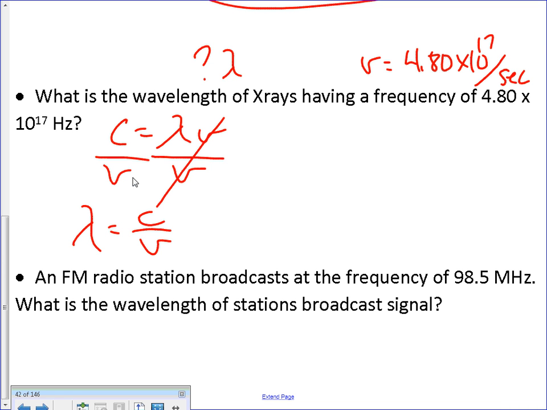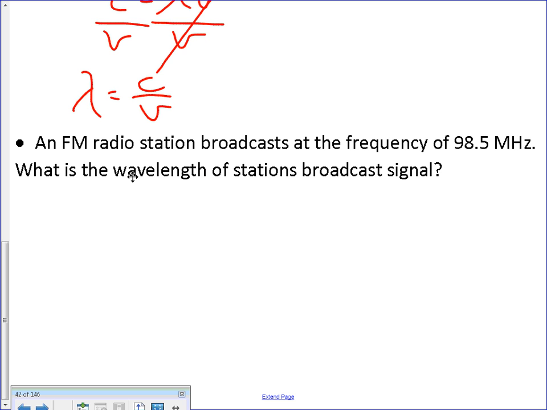Can you plug those values in? Do we need to change anything? No, you can just plug those straight in. So speed of light over this number. I'm not going to finish that. I'm just going to leave that there for a second just to give you a good setup. Tell me how to set up this next one. Or tell me what we know.